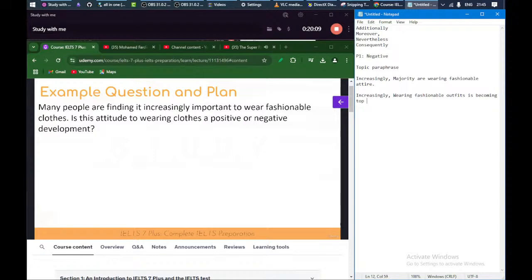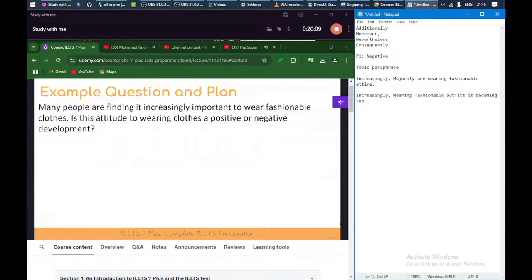As with any task 2 question, before we start writing our plan, we should identify what type of question this is, and is it asking for an opinion? So on the left, I have the 5 question types. Let's return to the question. So many people are finding it more important to wear fashionable clothes. Is this attitude a positive or negative thing? Do you agree or disagree? So this question is in fact using different language, an agree and disagree type question.